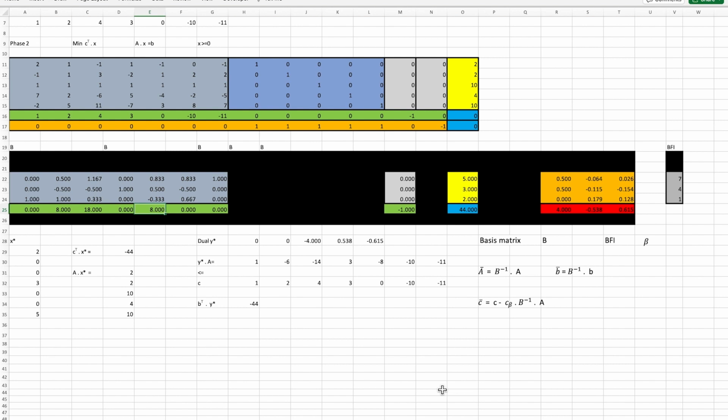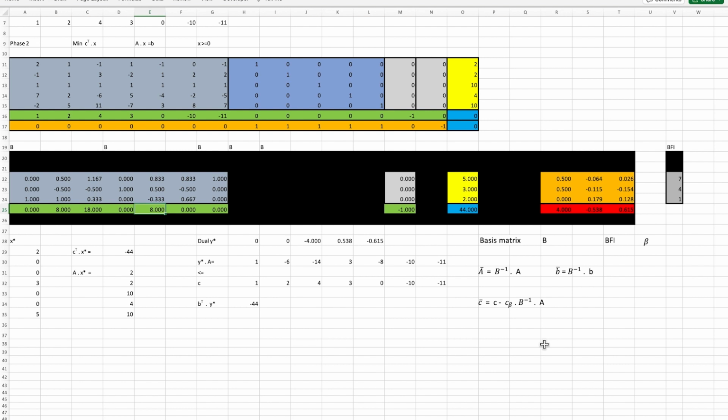In case you may want to program the simplex algorithm, let me comment on a few things. First, the minimum data that you need from one iteration to the other is the inverse of the basis matrix, which is right here, and also the BFI, the list of indices where the basic variables are. That's the only thing you need to know, because the blue area, which we call A bar, is B inverse A. The yellow area is B inverse B. And the green area is C bar, that's C minus C beta B inverse A. So these are the formulas for a simplex tableau.